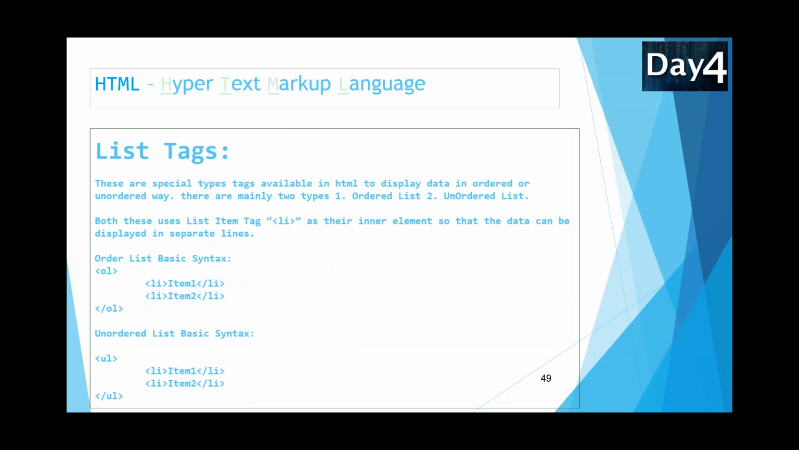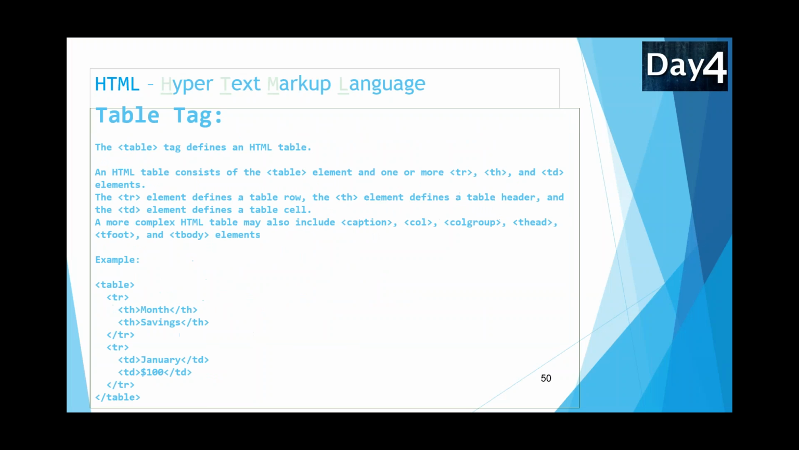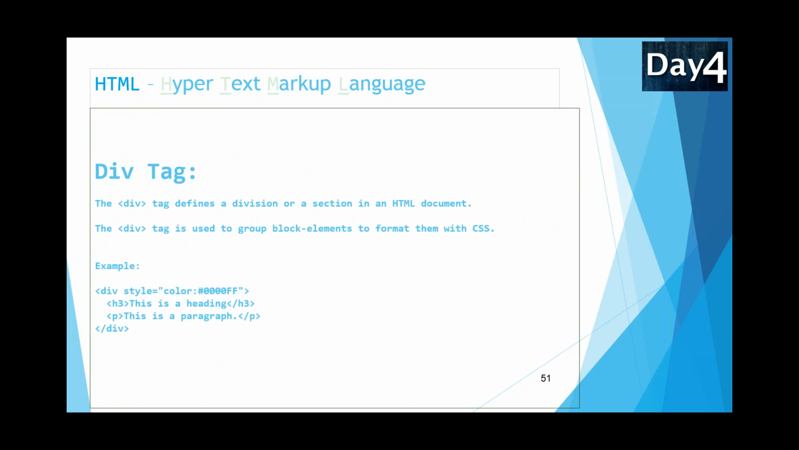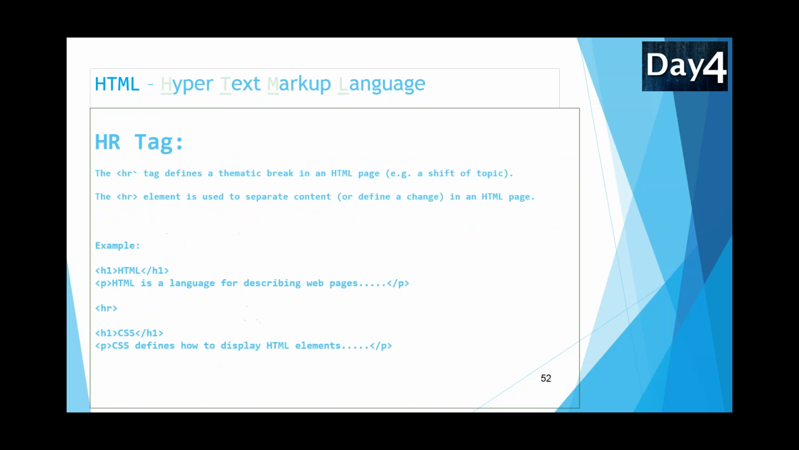Okay, list tags, ordered list and unordered list we just saw. Table tag we just saw. Okay, just table, and then tr means table row, th means table header. So if you have some header elements, it will give that, and td is table data. Okay, table cell data, you can display that. Div tag, you have seen this anyway, and then the hr tag we just now saw.